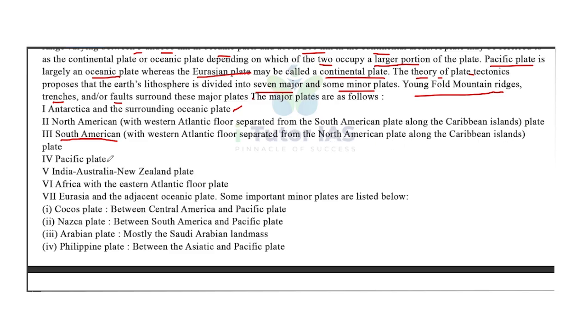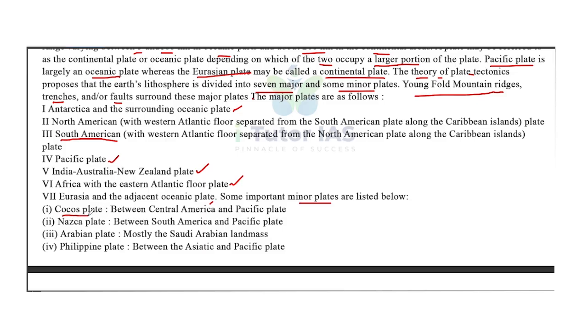The fourth one is the Pacific plate. The next is the India, Australia, New Zealand plate. The sixth is Africa with the Eastern Atlantic floor plate. The seventh is the Eurasian and the adjacent oceanic plate. So these are the important 7 plates. Now, some important minor plates.